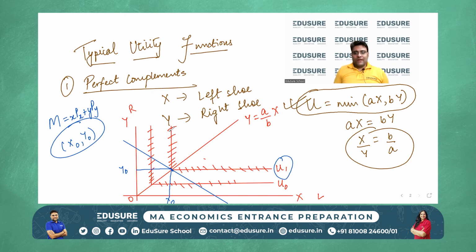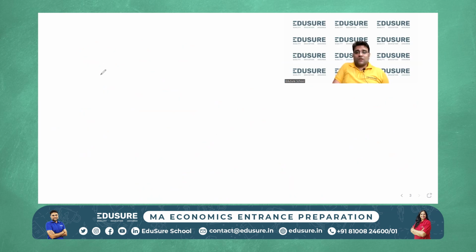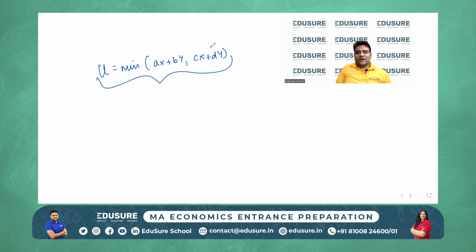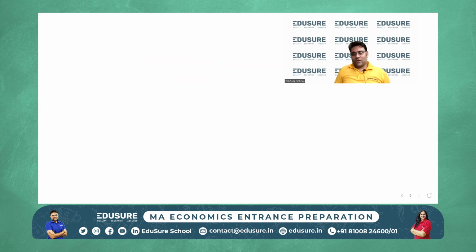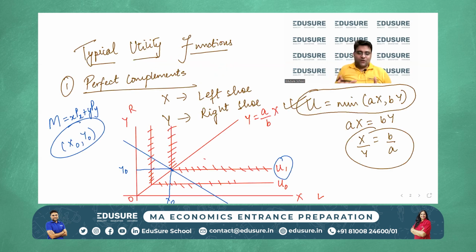However, there will be different cases where it is not a straightforward perfect complement case. For example, you will get examples like ax plus by comma cx plus dy. Then this is not the usual perfect complement case. We will consider a few examples in order to understand how to deal with such cases as well, but that we will do once we go into a problem. But in general, the perfect complement case looks like this. We get L-shaped ICs and the solution happens at the kink point.